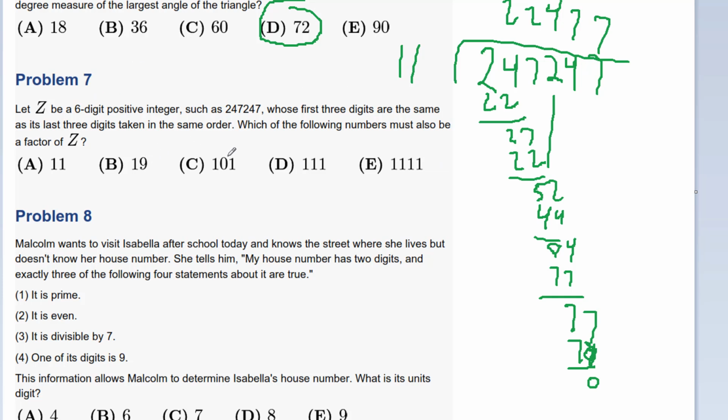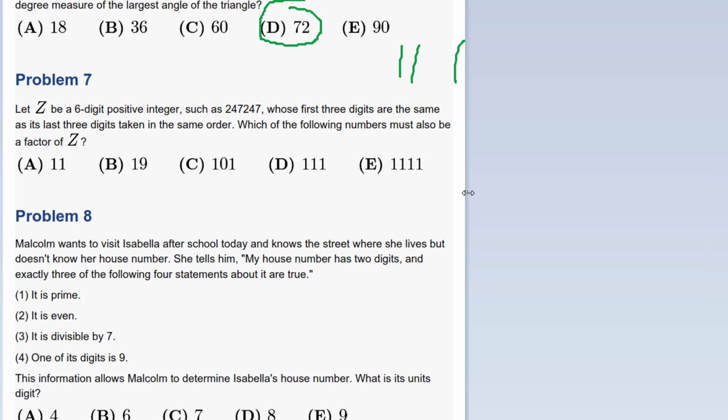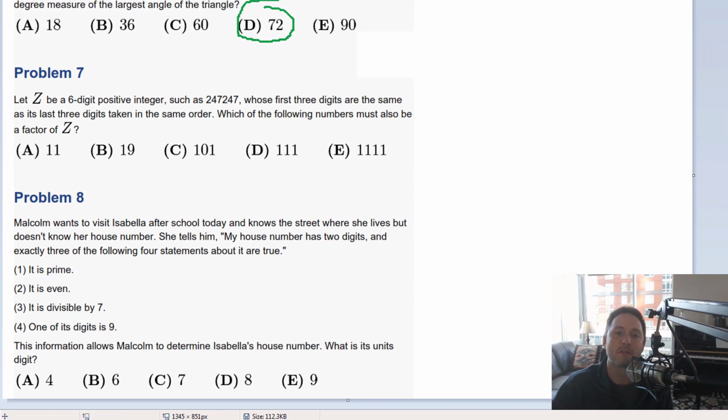Now, I don't want to divide 19, 101, 111 into it. So let's look at this a different way. Okay, so we know that 11 divides into it. Let's look at the general case. Now, the general case is A, B, C. Those are the first 3 digits, and those are the last 3 digits.